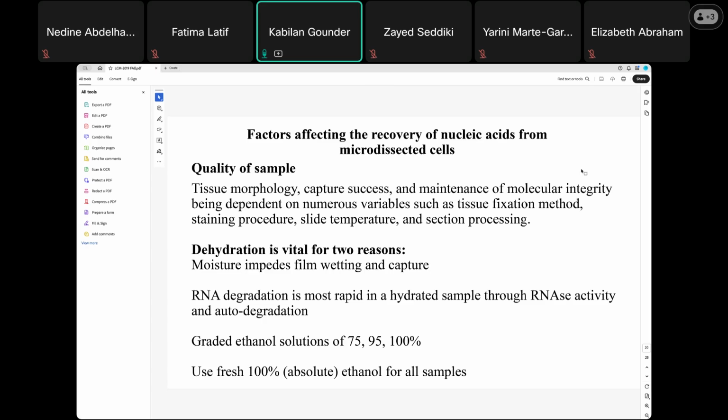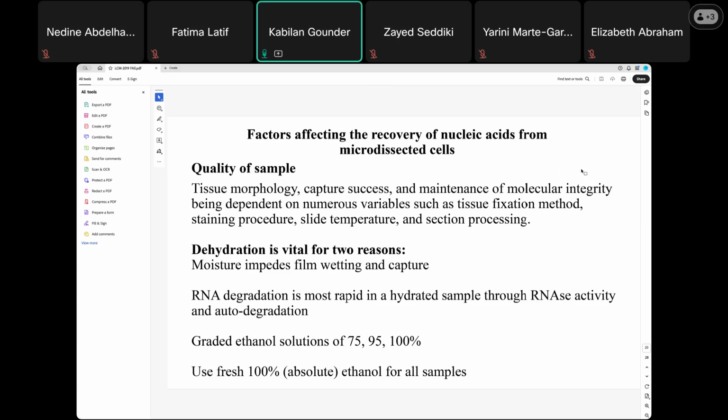These are all dependent on numerous variables, such as how you fix it, what methods you use, how long you fix the samples, how quickly you fix the samples, and how you process your samples, whether it is chemical fixation or cryofixation. If it is chemical fixation, what are all the processes, and in cryofixation. So these are all very, very important to take care of during the process. During this process, fixation is to preserve your samples.